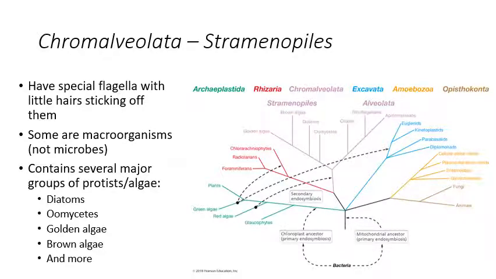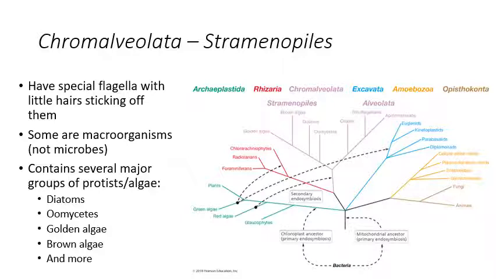The other superphylum in supergroup Chromalveolata that we're going to talk about is the Stramenopiles. These all have flagella, but they're not like normal flagella. They've got little structures coming off of them that look like little hairs, and they all have that. Some of the Stramenopiles actually aren't even microbial. Some of them are macroorganisms, so they're the type of organisms that you can actually see with your eye. So we're not really going to worry about those, of course.